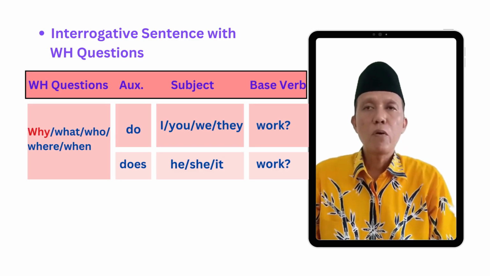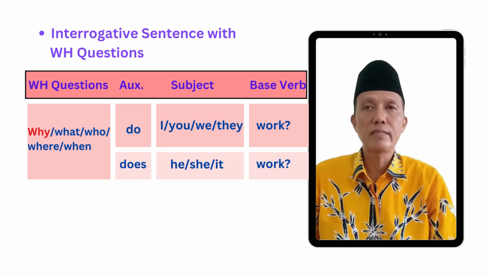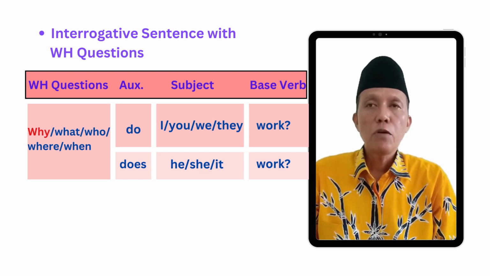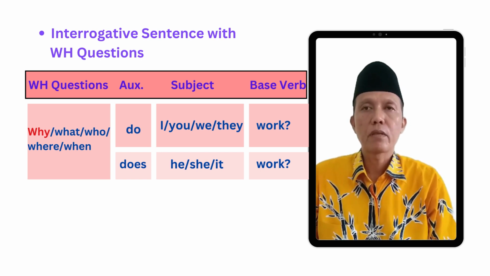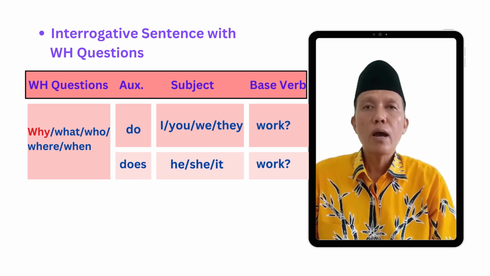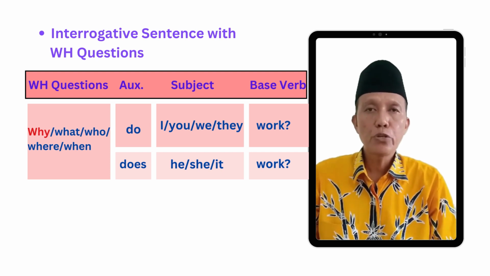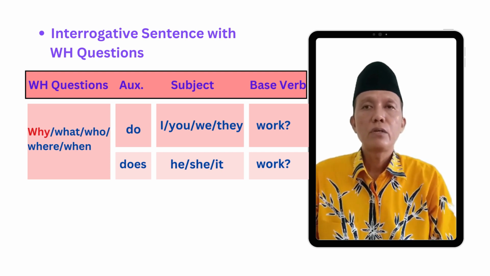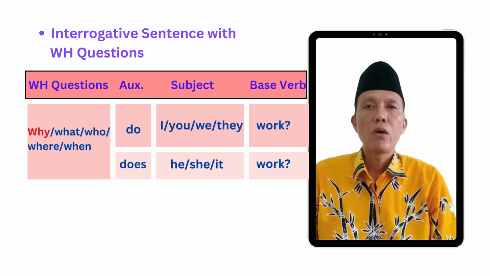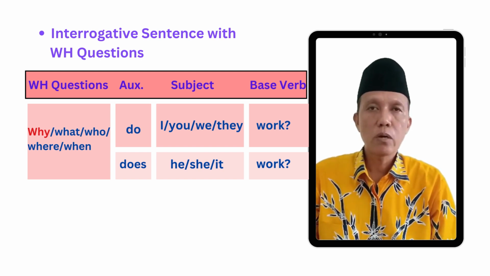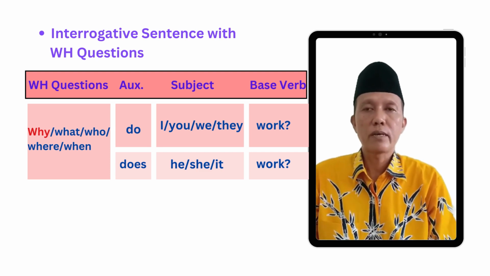The structure for interrogative sentence with WH questions is that WH question plus auxiliary plus subject plus base verb. Why do I work? Why do you work? Why do we work? Why do they work? Why does he work? Why does she work? Why does it work?